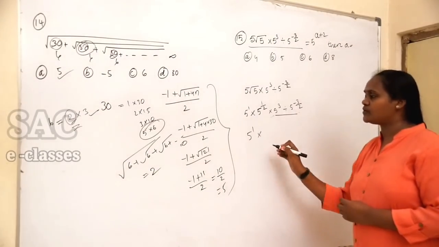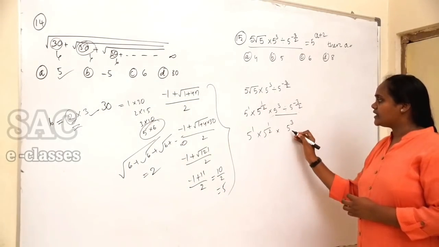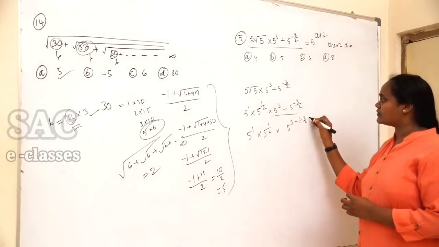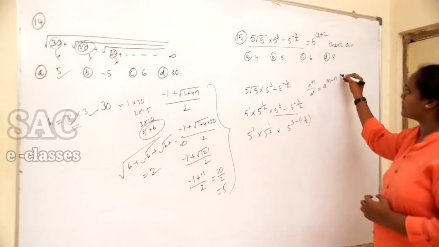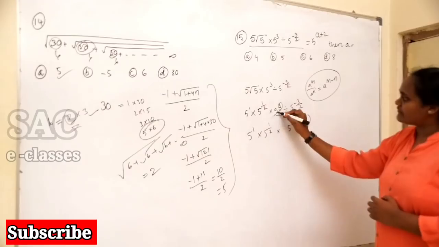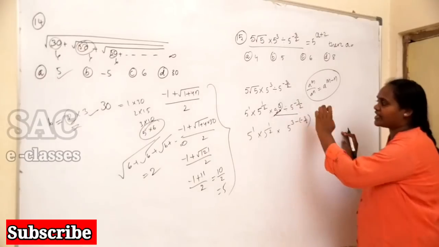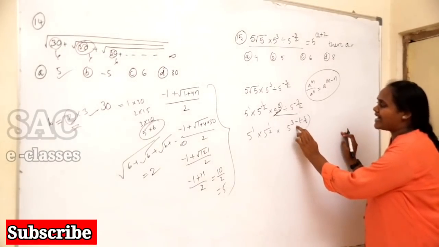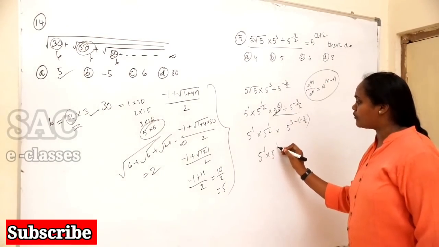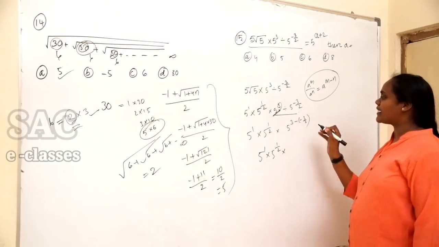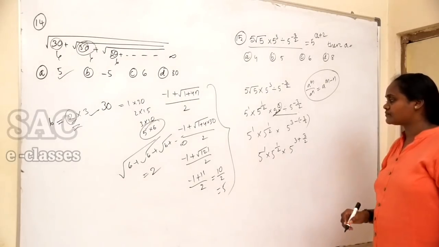Then 5 power 1 into 5 power 1 by 2 into 5 power 3 minus of minus 3 by 2. Because you know a power m divided by a power n can be written as a power m minus n. So it is in the form of a power m divided by a power n. So I write the first power minus the second power. Now 5 power 1 into 5 power 1 by 2 into 5 power 3 minus of minus, it's a plus, 3 plus 3 by 2.